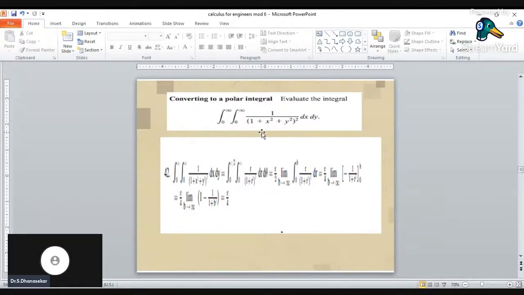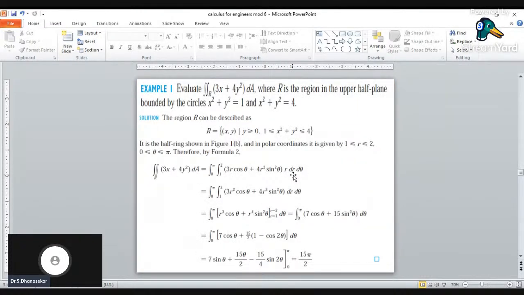Then 1 by 1 plus, instead of this x square plus y square, you will apply r square. So 1 plus r square, whole square, into dx dy. Okay, this is how you can convert a thing into polar coordinates. Same thing here.